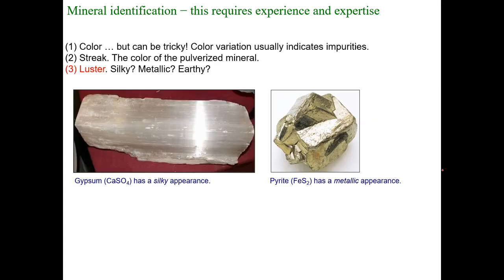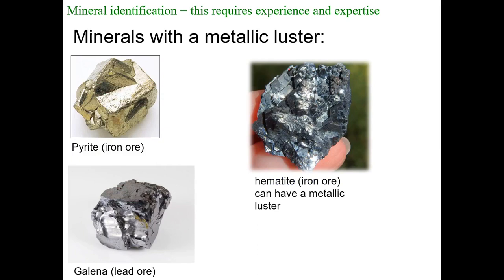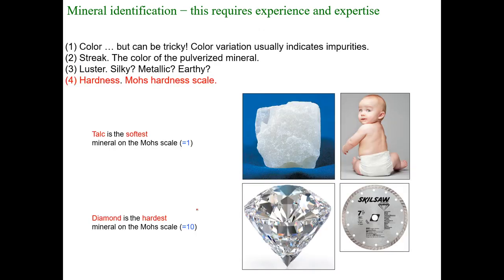Okay. Luster is how light reflects off the surface of the mineral. So some have a metallic appearance, some appear silky, some can appear waxy, some can appear greasy, maybe vitreous like glass. Right, here are minerals with a metallic luster. Okay, so just giving you an idea of how that, they appear shiny, right? I'm just trying to give you an idea how these things look.